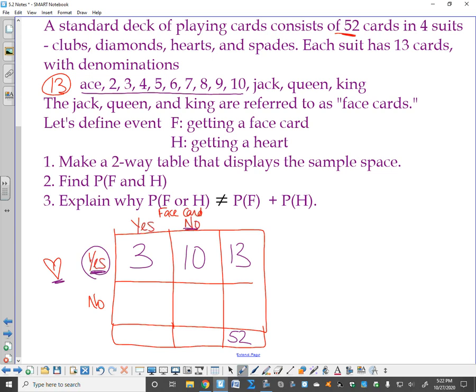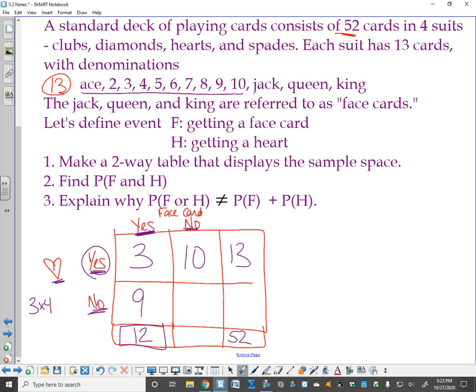Okay, now let's do some no's. Let's do yes, I'm a face card, but no, I'm not a heart. Well, I'll tell you what, let's do this. Let's do yes, I'm a face card. Let's fill this guy in. Let's just find out all the face cards. So there's a jack, queen, king. So there are 3 face cards and there are 4 suits. So I have 12 face cards total. 3 of them are hearts. Therefore, 9 of them are not. How's that? Work smarter, not harder.